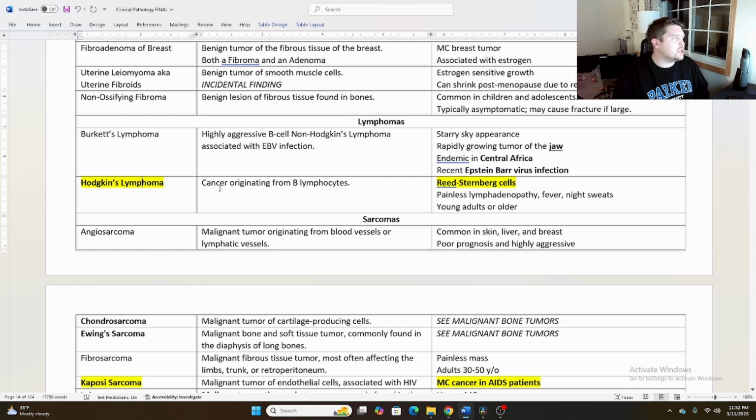Additionally, when we talk about Hodgkin's lymphoma, the most important thing that we want to understand is that it's associated with Reed-Sternberg cells. Reed-Sternberg cells, this is the definitive diagnosis for Hodgkin's lymphoma. Every other cancer of the lymphatic system, if it does not have Reed-Sternberg cells, it is non-Hodgkin's lymphoma. So you have two groups, Hodgkin's lymphoma, non-Hodgkin's lymphoma. That's it.